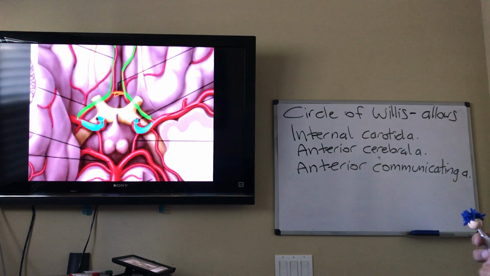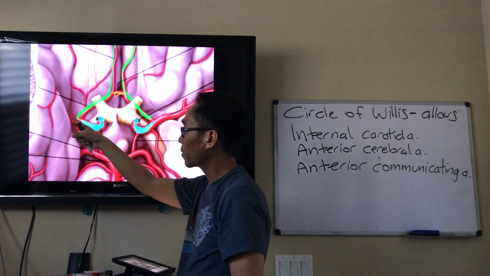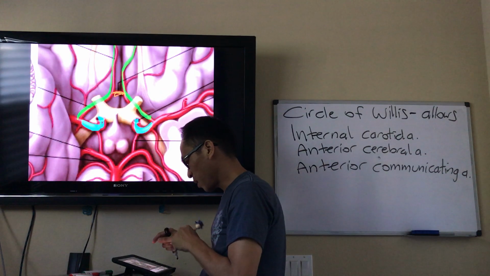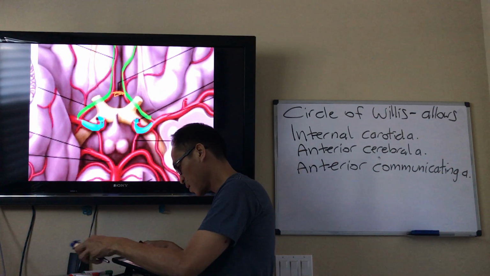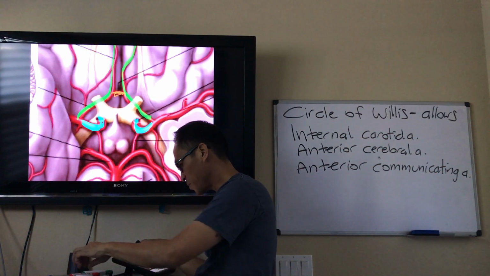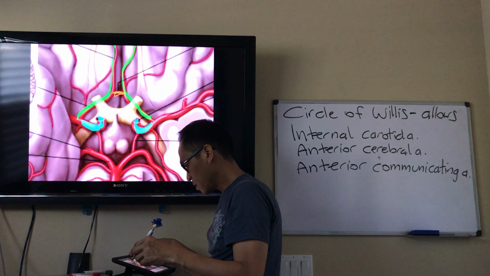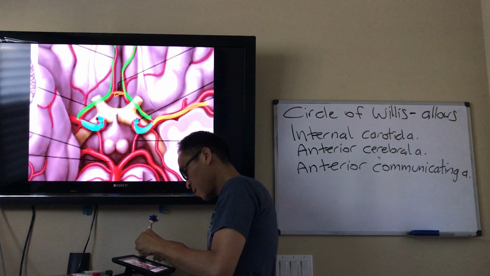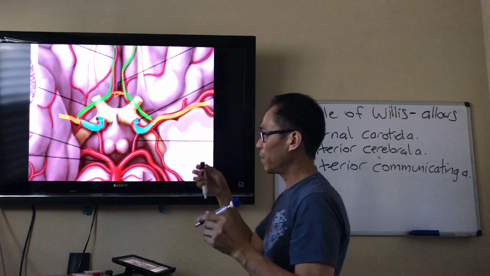Now continuing on, out here and out here, they call that the middle cerebral artery. Let's see, I'll use a different color. How about this yellow color? Yellow and then yellow there. So where I continued it as yellow, call that the middle cerebral artery.